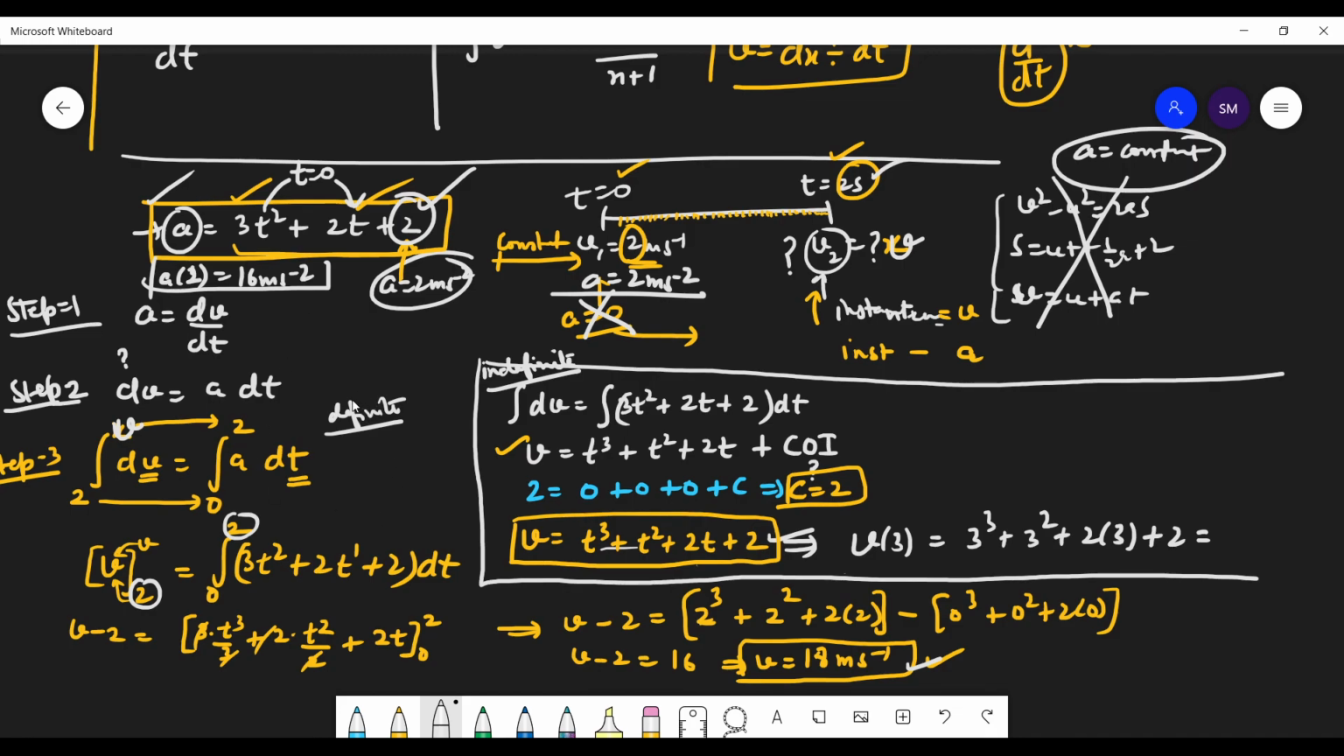So now students, you have also understood the difference between definite and indefinite integral. Indefinite integral actually gives you a function, but yes, for that you have to find the constant of integration, right?